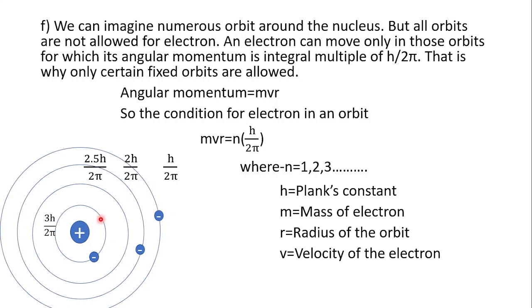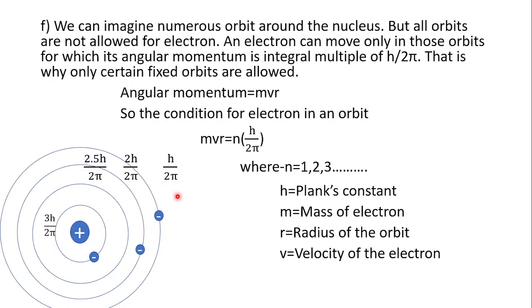For the first orbit, the mvr value is h by twice pi. The next orbit, the angular momentum value is twice h by twice pi. Next orbit, the angular momentum value is 2.5 h by twice pi. Okay, and the fourth one has 3h by twice pi value of angular momentum. Now which orbit is allowed for electron?